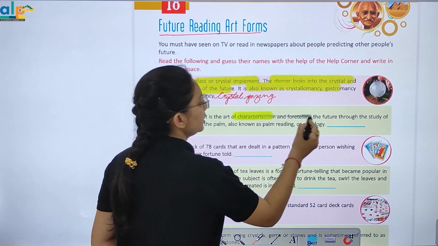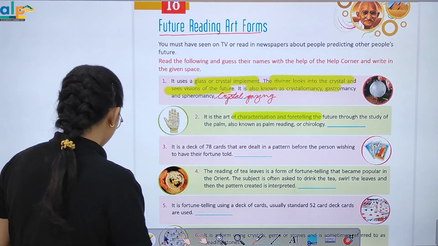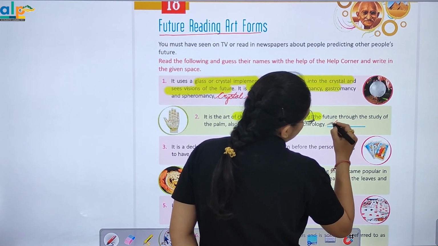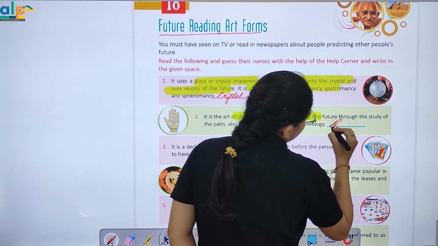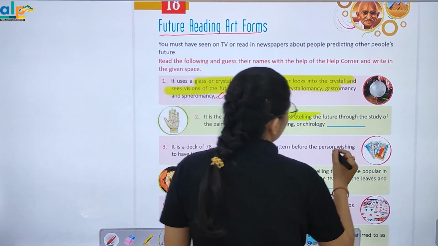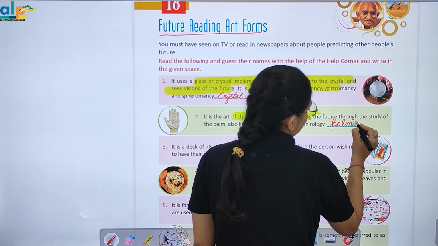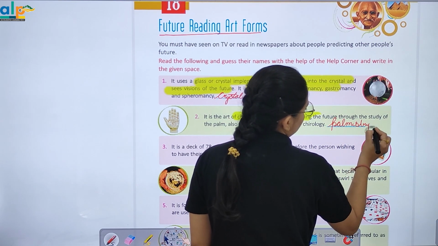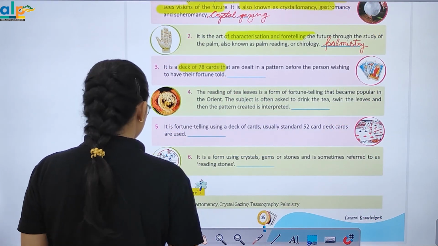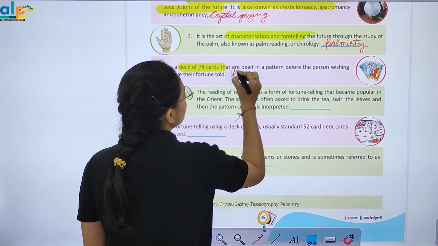Now, the art of characterization and foretelling of the future with the study of the palm. That is palmistry. What we call it? We call it palmistry. Now, a deck of 78 cards. आपको इससे समझ में आ रहा होगा, हम टैरोट बोलते हैं. What we call it? Tarot.